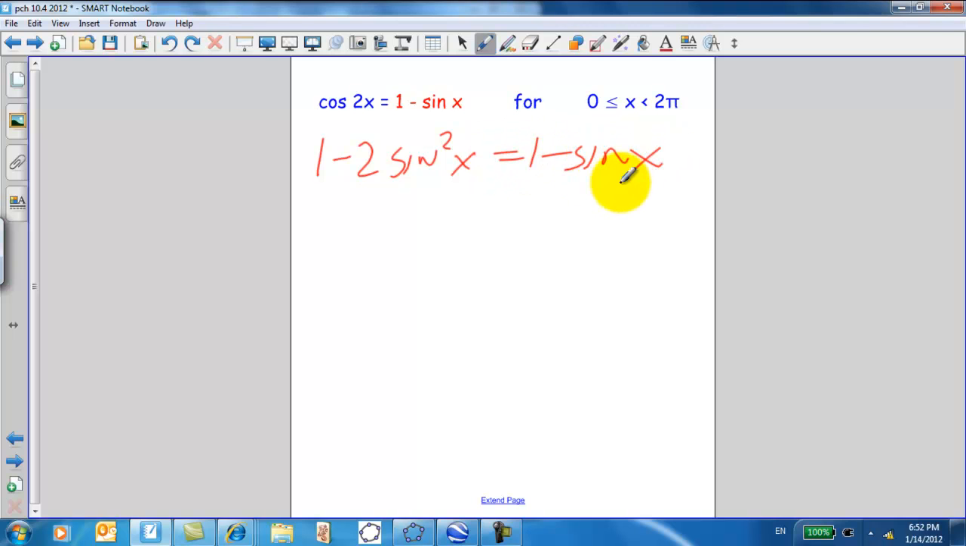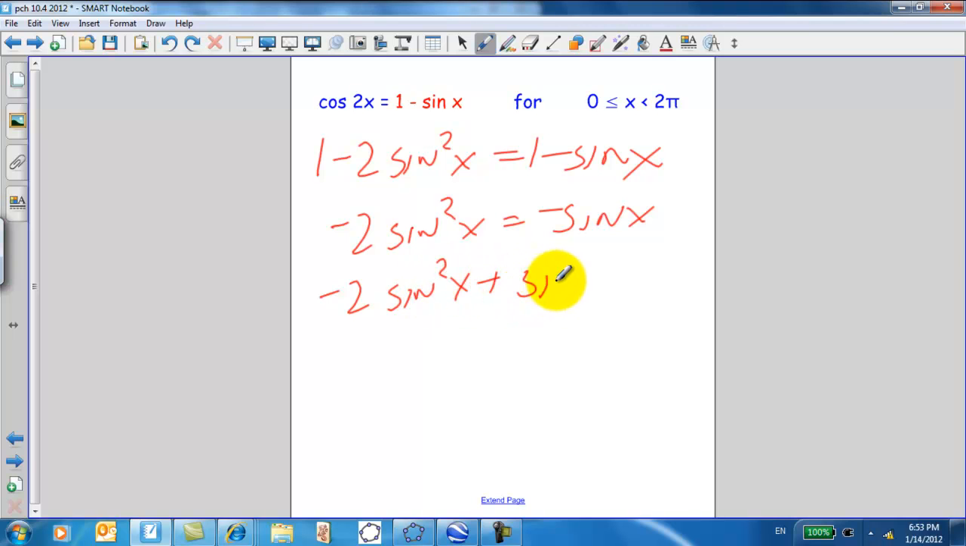That is pretty handy, because now we've got everything in just sine x. The ones cancel from both sides, so I get negative 2 sine squared x equals negative sine x. Don't divide by sine x. You're going to lose those roots. Instead, we add a sine x to both sides, factor out a sine x, making sine x times negative 2 sine x plus 1 equals 0.